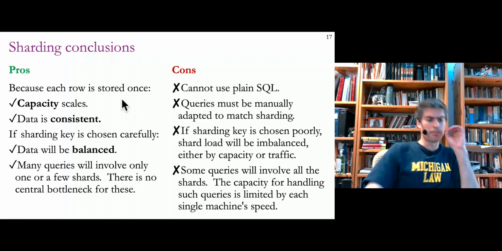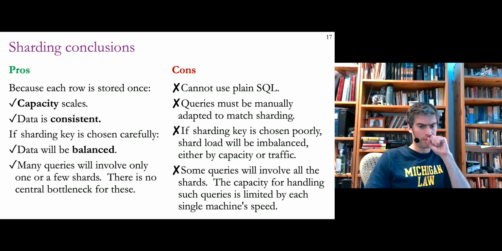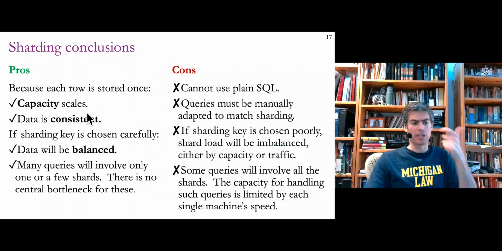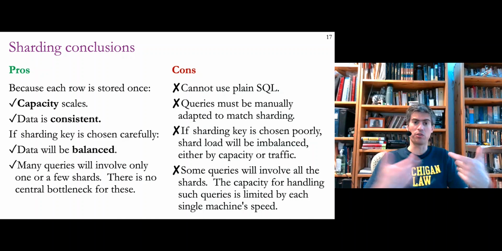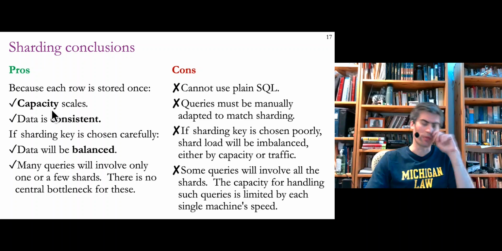Regarding sharding, though, to summarize, we have pros and cons. So on the pro side, by sharding, we're able to scale the capacity. Like we can store more data because the data is stored in only one place. The data is consistent. There weren't any issues with storing data, trying to write it in two different places and having a race condition. So it's really easy to get consistency of data.